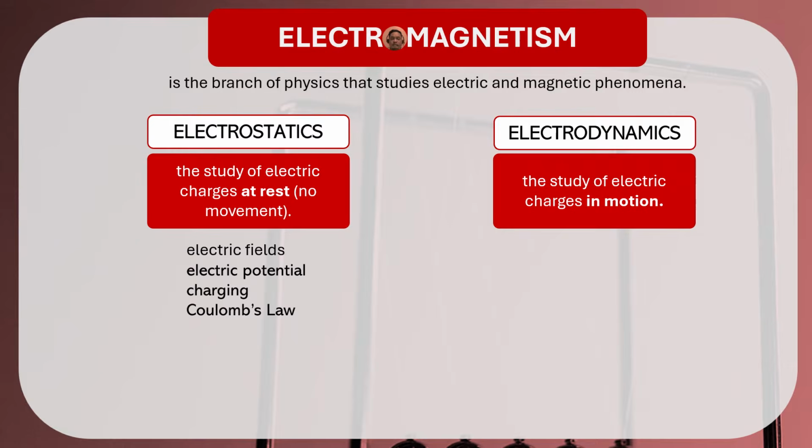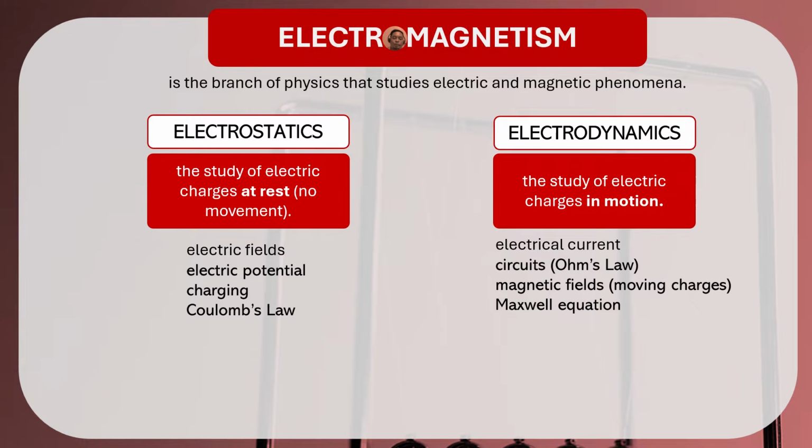So, what are the topics involved in electrostatics? We should know about electric fields, electric potential, charging, and Coulomb's law. In electrodynamics, we have electrical current, the flow of current, and circuits. Ohm's law is part of that. We have magnetic fields also in moving charges, and then the Maxwell equations.